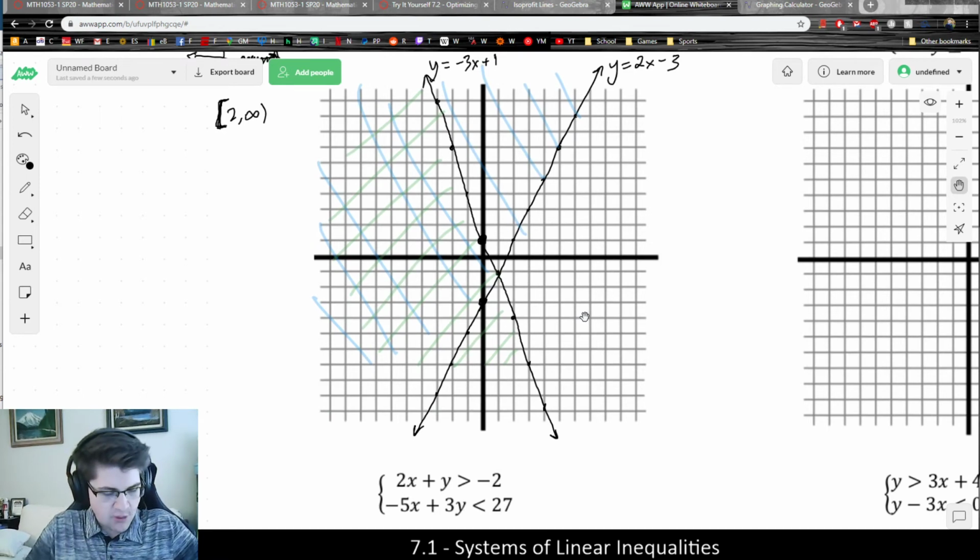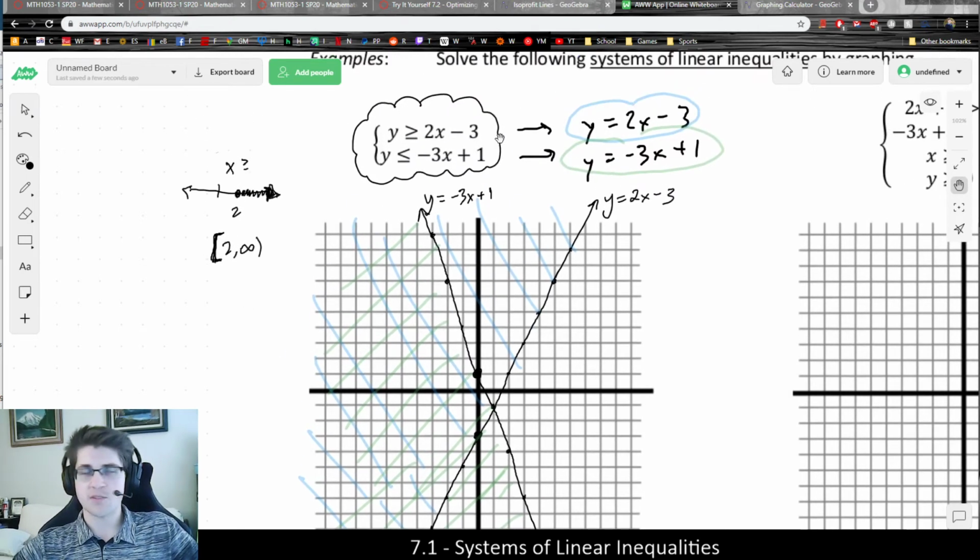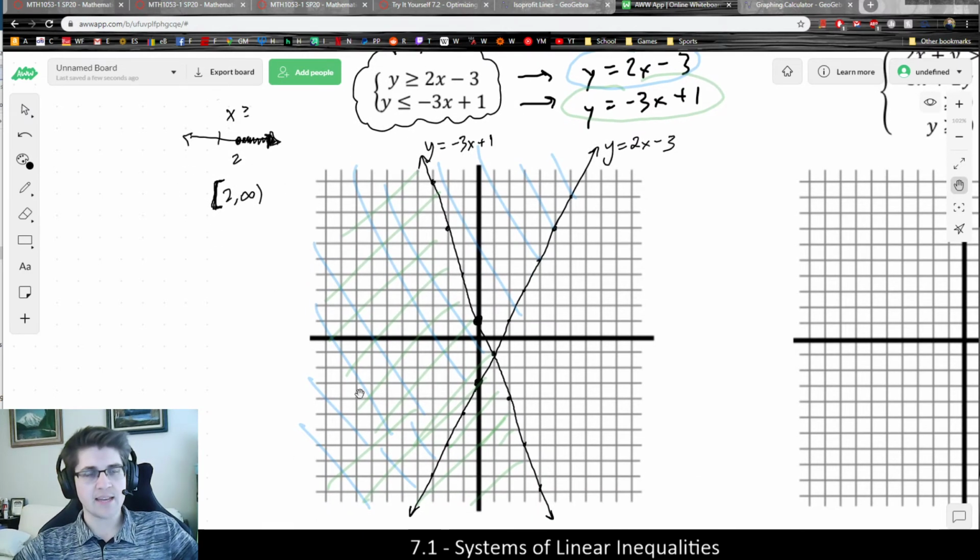But actually, the final answer is we want to know, where is the doubly shaded region? Where do both regions overlap? Because thinking about the blue lines, that is the solution to the first inequality. The green lines over here are the solution to the second. And if I want to solve both simultaneously, it should be the position where both blue and green overlap in the graph. And notice that it's actually right over here.